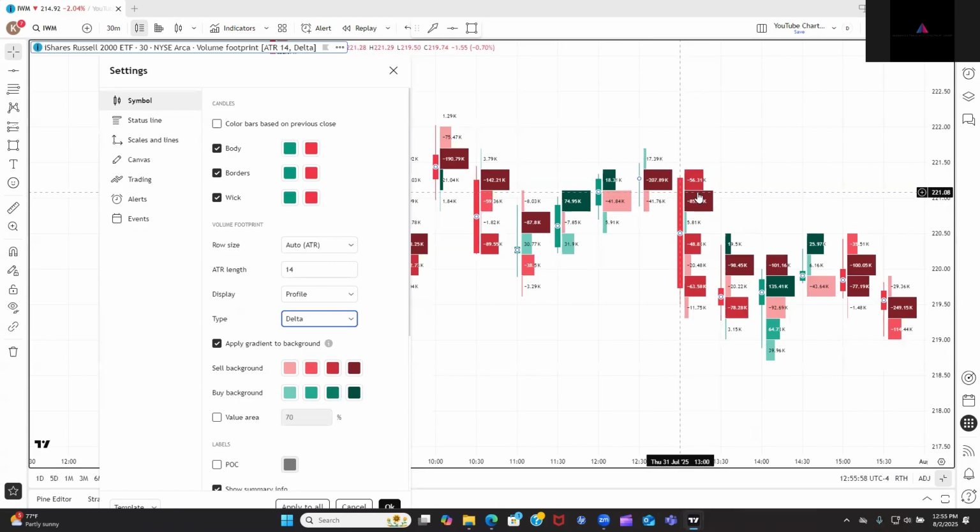If you guys have been in the market long enough, you know that bigger players, whether it's the hedge funds or the banks, they can hide orders.